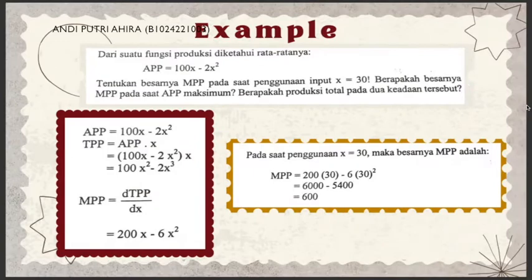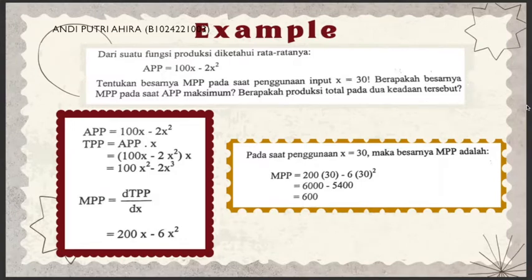For example, from a production function, the known average is APP equals 100x minus 2x squared. Determine the magnitude of MPP when the use of the input x equals 30. How much is the MPP when the APP is maximum, and how much is the total production in those two circumstances? So the APP equals 100x minus 2x squared.